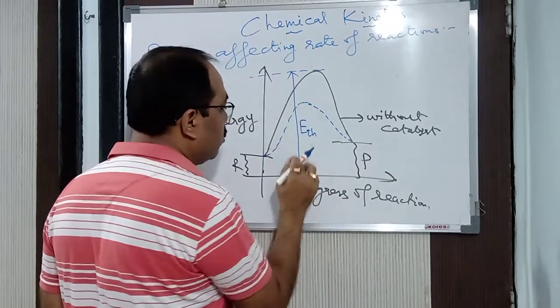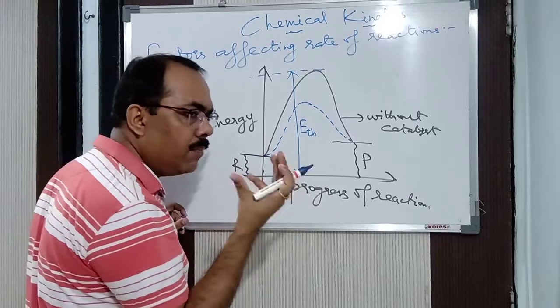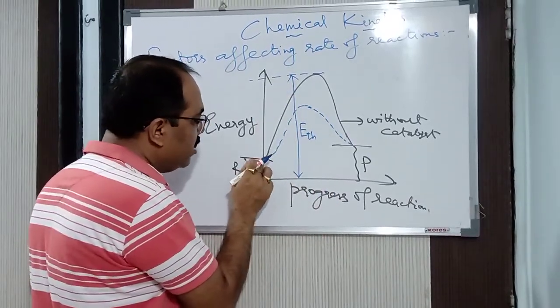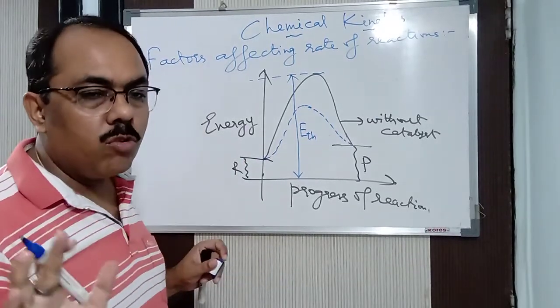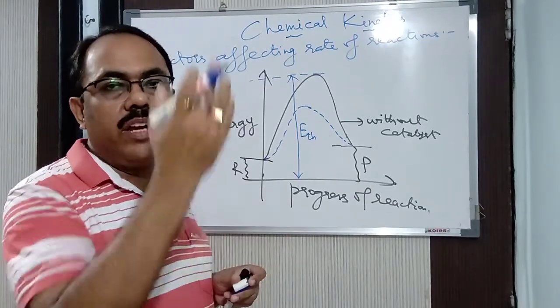E_TH means threshold. What do you mean by the word threshold? Threshold means the minimum amount of energy which is required to carry out a reaction. Because you know that the energy of the reactant is this much, and most of the reactions are not carried out at room temperature. It is carried out at an elevated temperature, which means you have to heat it. Then only the reaction is carried out.